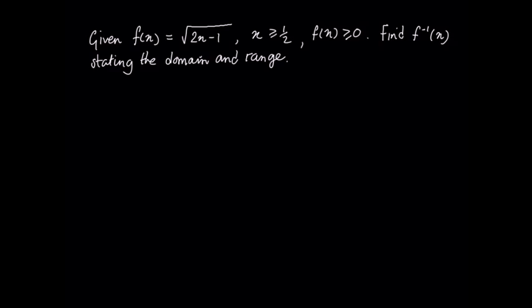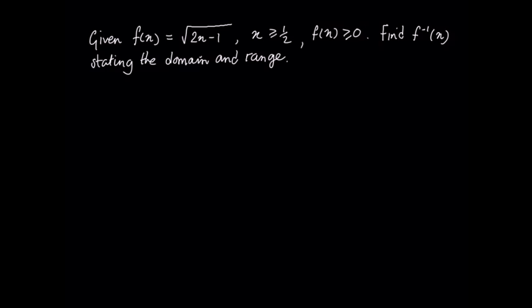The function in this example is a little bit more complicated than what we dealt with before. We're given f of x is equal to the square root of 2x minus 1. The domain is x is greater than or equal to a half, and the range of f of x is greater than or equal to 0. We want to find the inverse function f to the minus 1 of x and state the domain and the range.